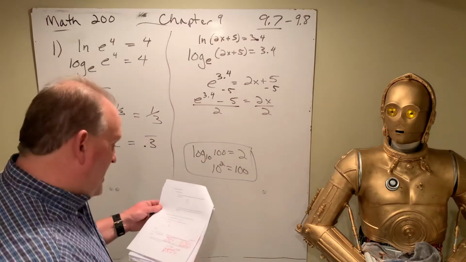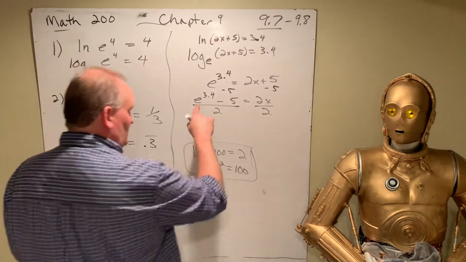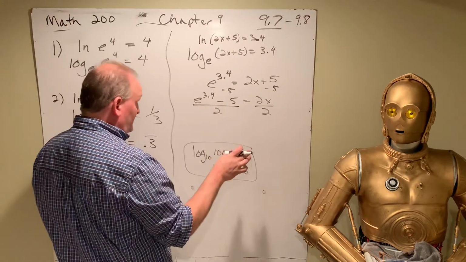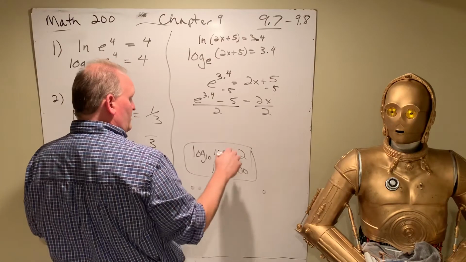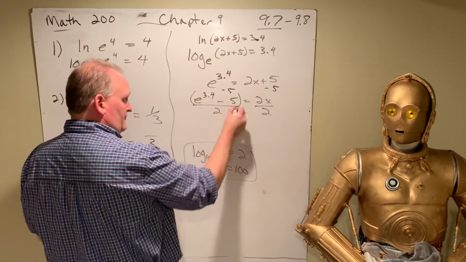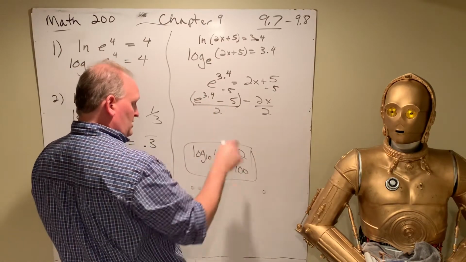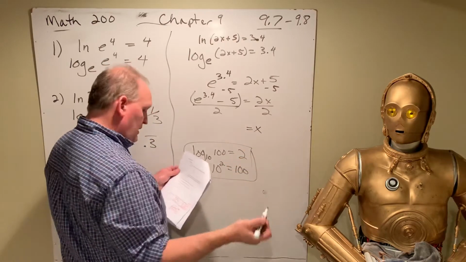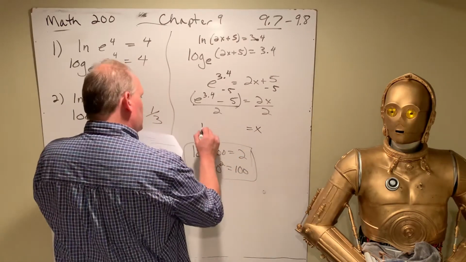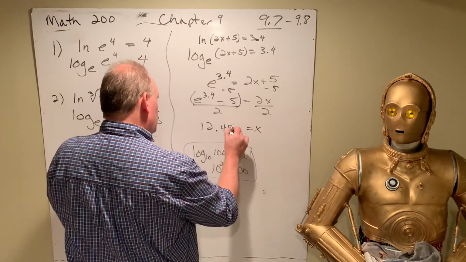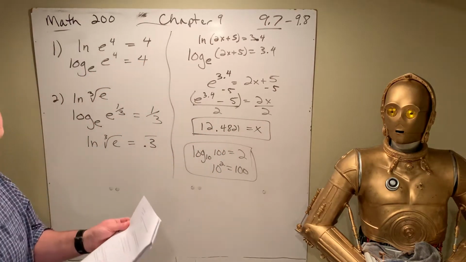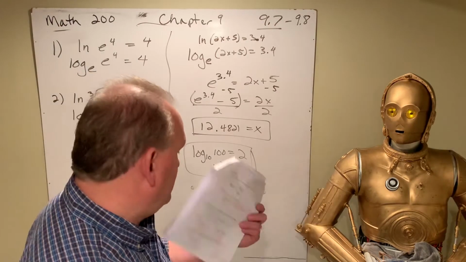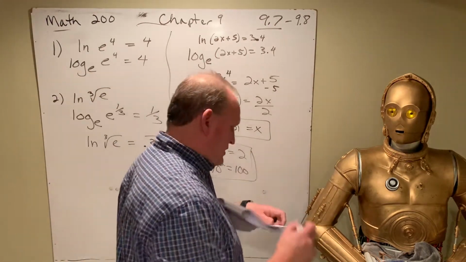I suggest waiting to the end to do the e to the 3.4, because it's going to be a really ugly number unless you want to write 12 places 3 times throughout the problem. So do this: subtract 5, hit enter, and then divide the result by 2. And you should get 12.4821 as your answer. All right.